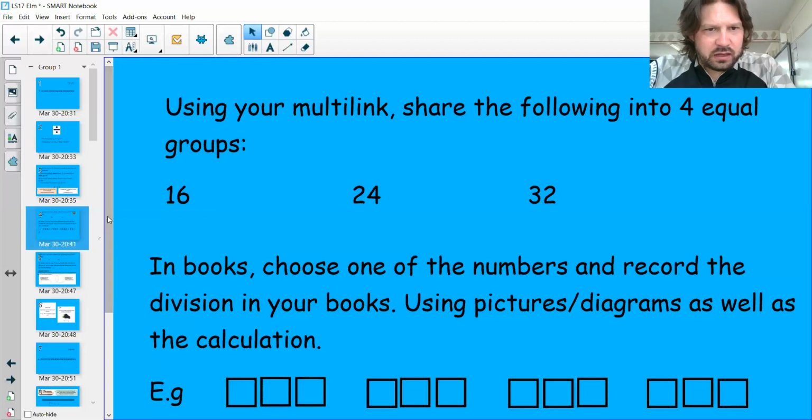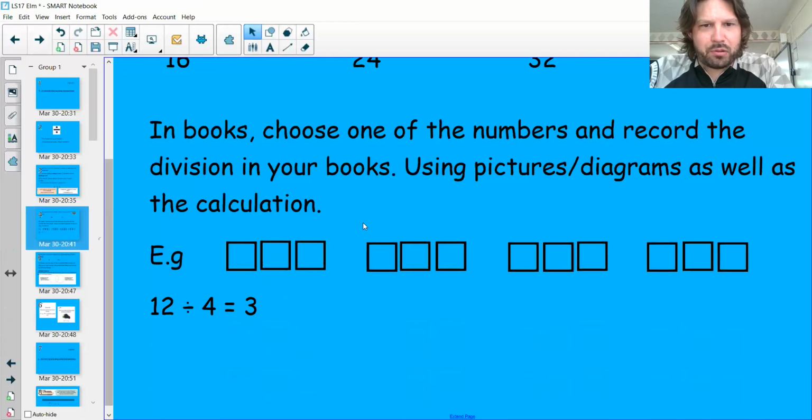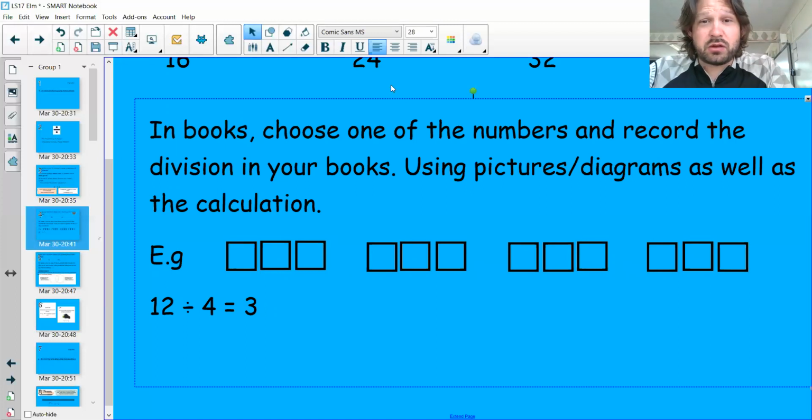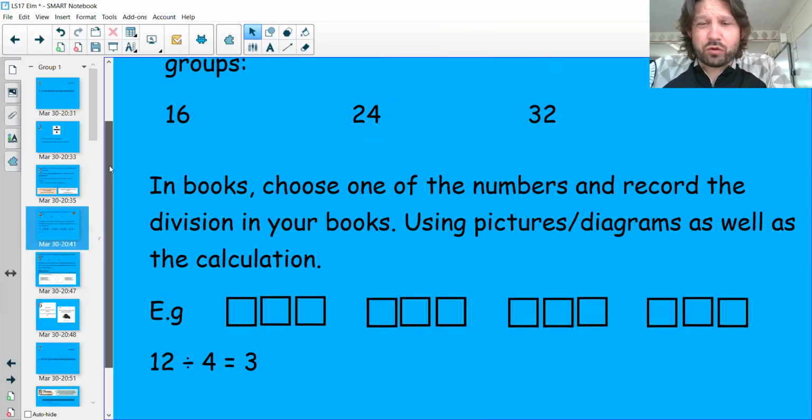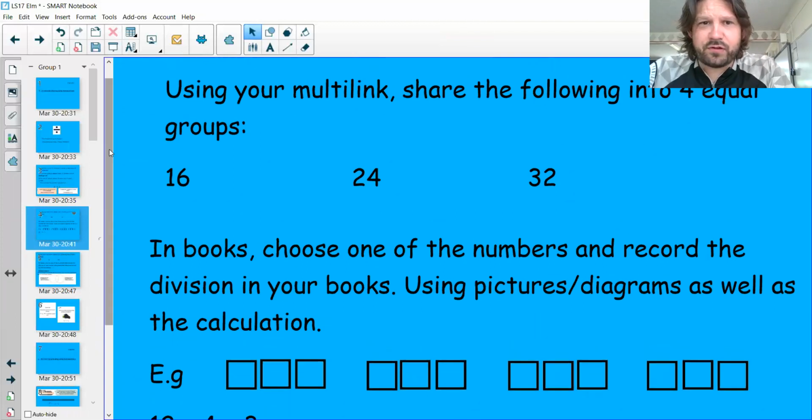So you can see here, I've done a little example of what might be in your book. So a group of 3, and then a space, and a group of 3, and then a space, group of 3, and a space, group of 3, then a space. And I've written underneath it 12 divided by 4 equals 3. Okay, so that's perfect. So I'd like you to do that for 16 or 24 and for 32.